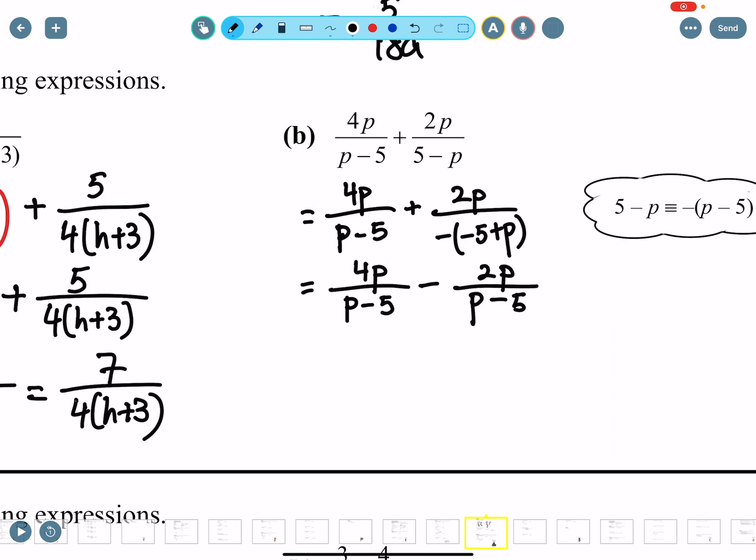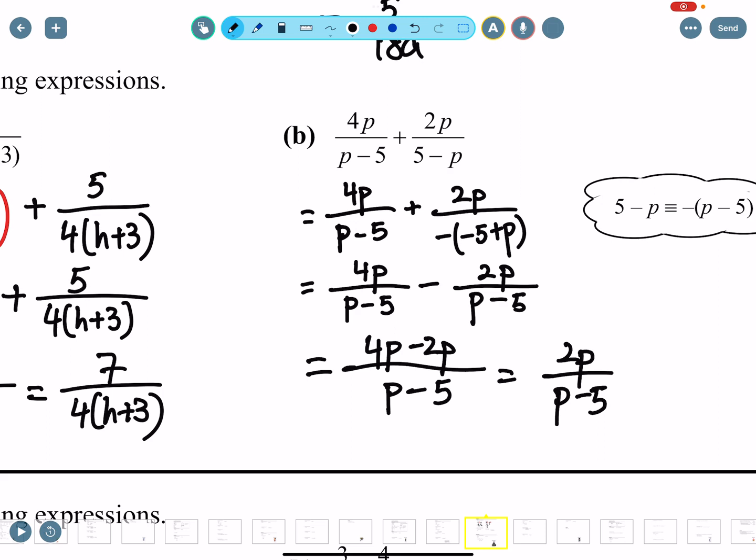So now they're both the same denominator. Combine them. 4p minus 2p divided by p minus 5. Finally, you have 4 minus 2 is 2p divided by p minus 5. And that's the final answer. Cannot cut this because it's not in brackets. This is not in brackets.